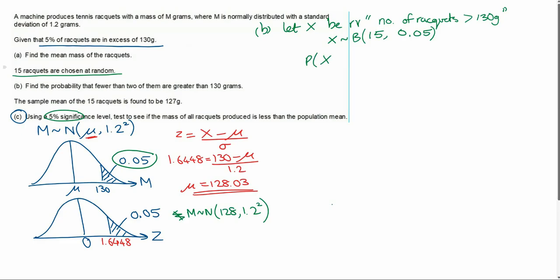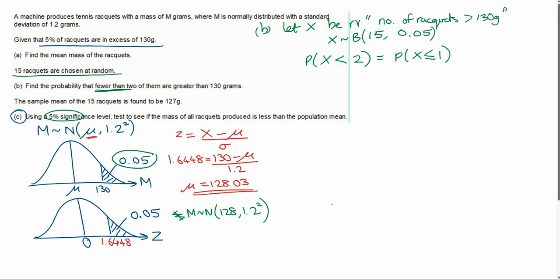So find the probability that fewer than 2 of them are greater. So probability that the number of brackets greater than 130 is fewer than 2. So that's the question. We're now in discrete, so this inequality sign has to be changed. This is where we're at now.